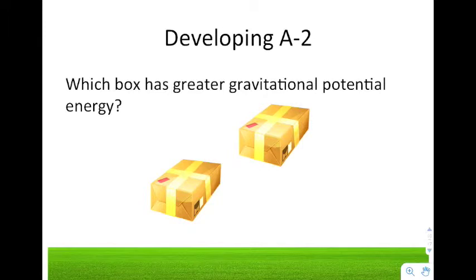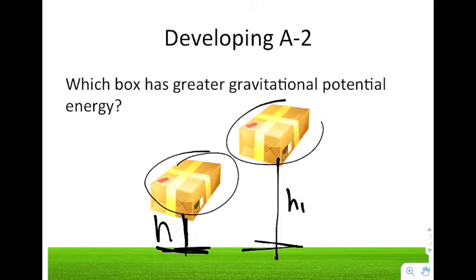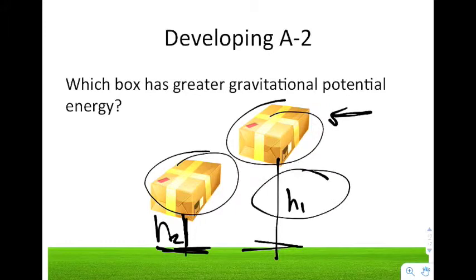It says, which box has a greater gravitational potential energy? We're going to assume this is the ground right here. So if you look, this is the height of the first box. This is the height of the second box. And assuming these two boxes are the same, which it looks like they are, then we can say that the one with the greater height is greater. So we would say that this is a greater height, so we would say this box has the greatest gravitational potential energy.